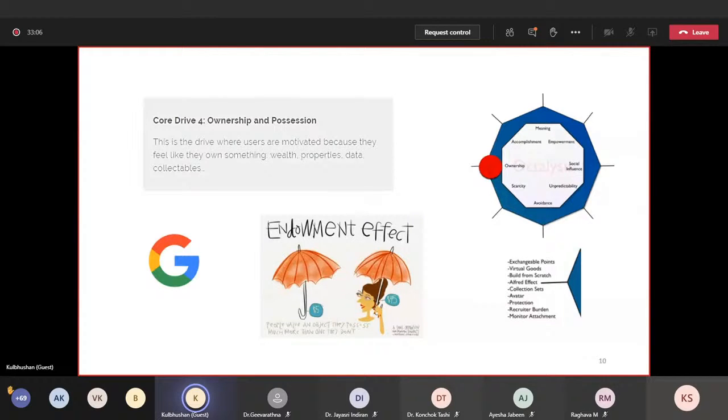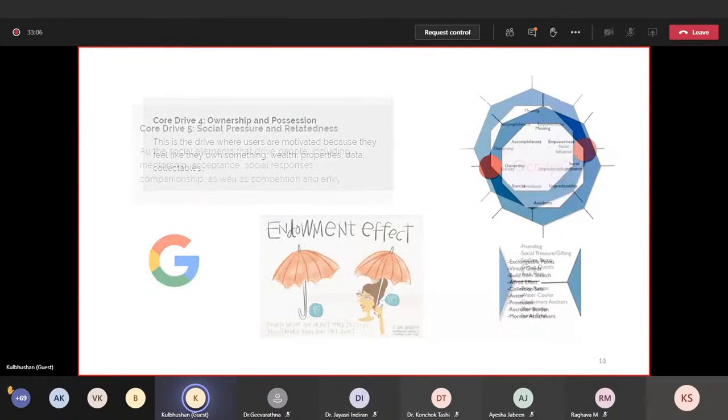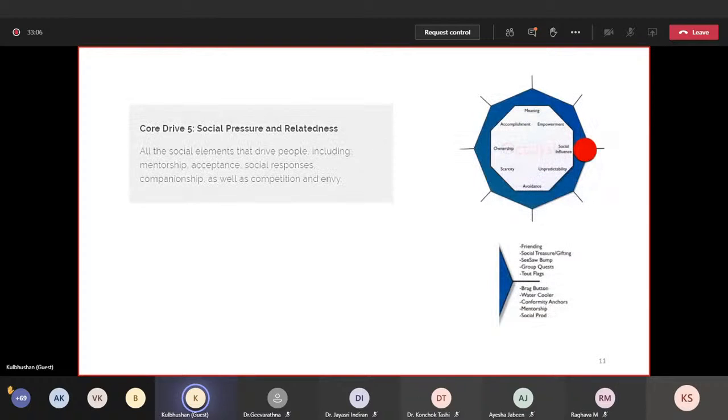We all are social animals. We love the companionship of other human beings. We love to live in a social group and help others. So the game mechanics which appeal to this core drive, the social elements in our hearts, fall under social pressure and relatedness.